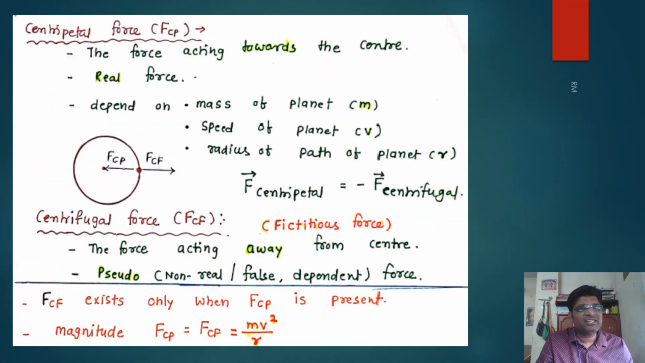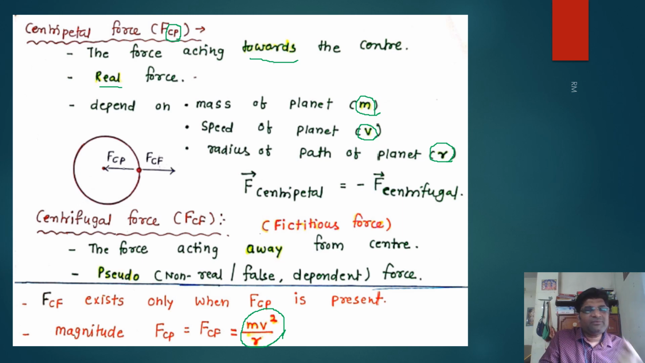Learn it here about centripetal and centrifugal force. So centripetal force, we have denoted it by F_cp here. This is the force acting towards the center, and that's the real force. It actually exists, and it depends on the mass of the planet, the speed with which it is rotating in the elliptical or circular orbit, and the radius of the path it is making around the sun. So that's why you have this equation of the centripetal force, that is F is equal to mv square by r, right? Now, F centripetal, here we have considered an object.